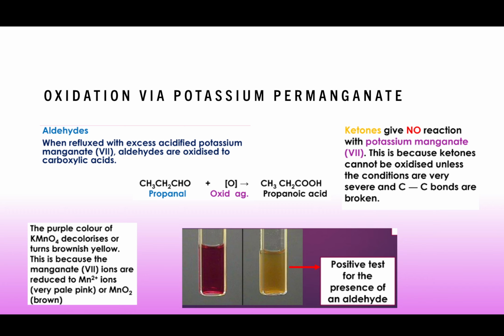This is because ketones cannot be oxidized unless the conditions are very severe, to break carbon to carbon bonds. So ketones are really stable in that case. So we have this here. We know that potassium permanganate tends to be purplish in color. If we're going to have a positive test, we're going to have a brownish yellowish color. It decolorizes from purple to a brownish yellow.